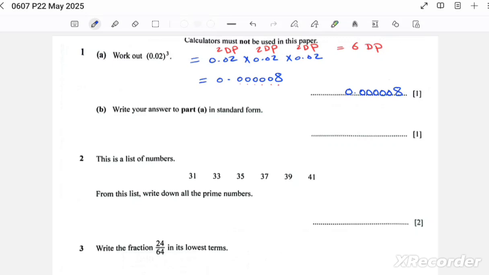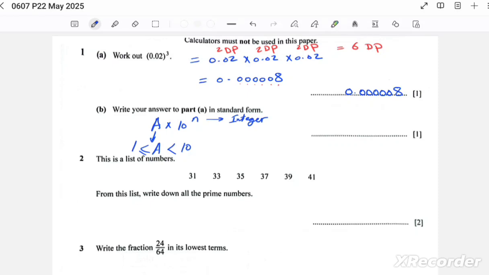As you see, this number that you have, we call it an ordinary number. So we need to convert it in part 2, or part B, to standard form. In standard form, it should be A times 10 to the power of n, where A should be greater than or equal to 1 and less than 10, and n should be an integer. Integer here means it can be positive, negative, or 0, but should be a whole number.